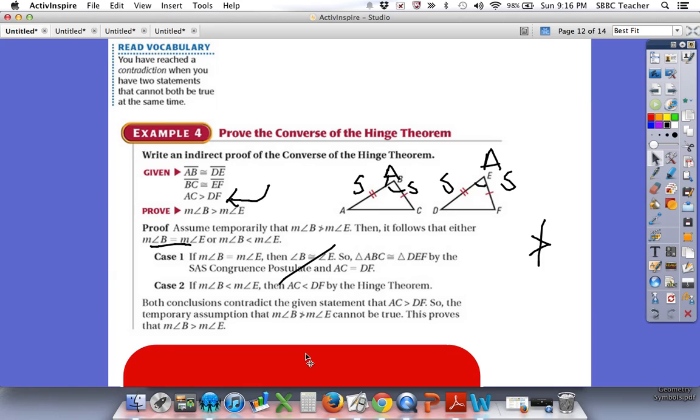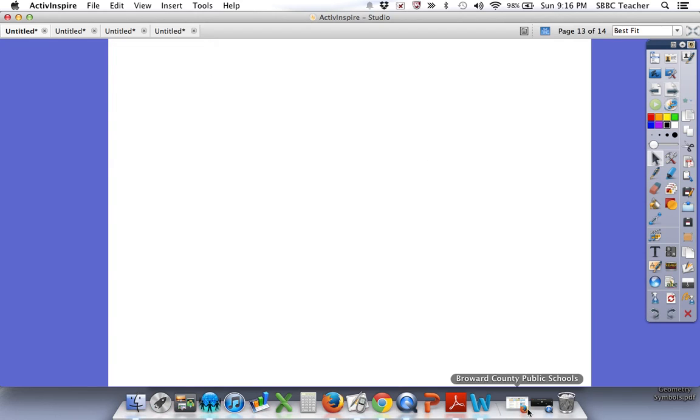So the temporary assumption that the measure of angle B is not greater than the measure of angle E cannot be true. This proves that, indeed, measure of angle B is greater than the measure of angle E. And that's it for part 2 of 5.6.